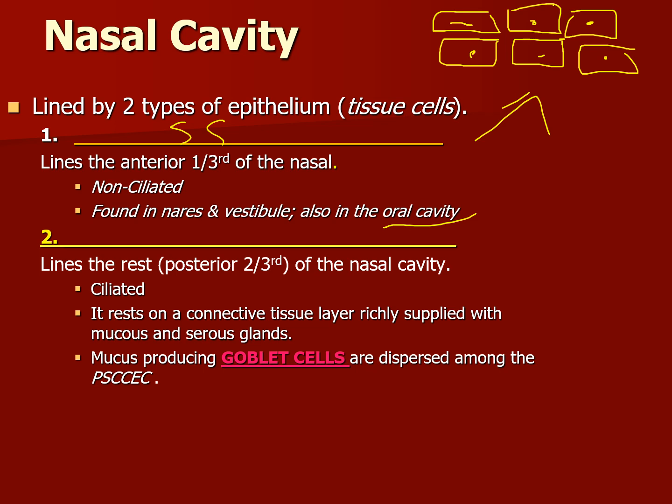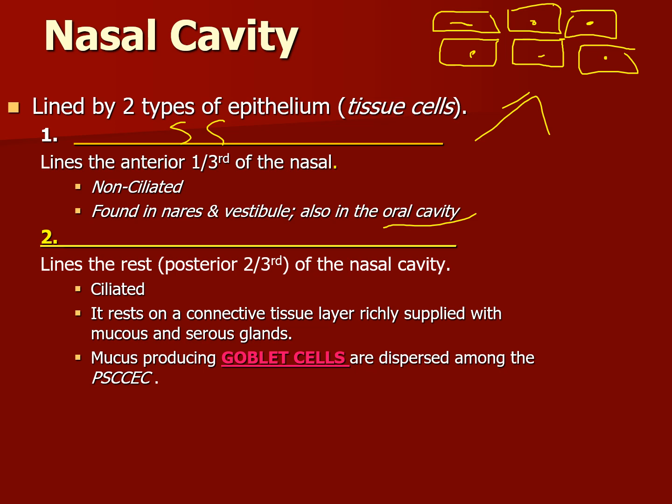Now, the easy way to remember this that I had when I was in school was if food can go through it, then it's going to be stratified squamous. So we're looking at the oral cavity, the oral pharynx, the mouth, the oral cavity, those are all going to be stratified squamous.